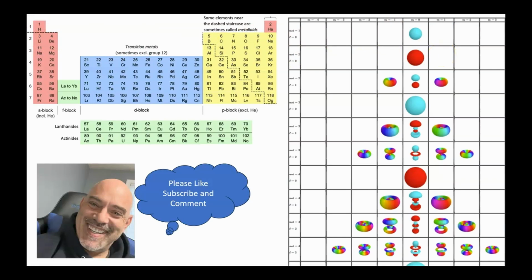In beryllium, boron, carbon, nitrogen, oxygen, fluorine, and neon, the electrons fill each shell in order according to the hydrogen wave function and the Pauli exclusion principle. N equals 1 corresponds to hydrogen and helium. N equals 2 corresponds to lithium, beryllium, boron, carbon, nitrogen, oxygen, fluorine, and neon. 2 electrons here, 2 electrons here, 2 electrons here, 2 electrons here, 2 electrons here. That corresponds to neon. When we reach n equals 3, this is 3s, 3p, and 3d.